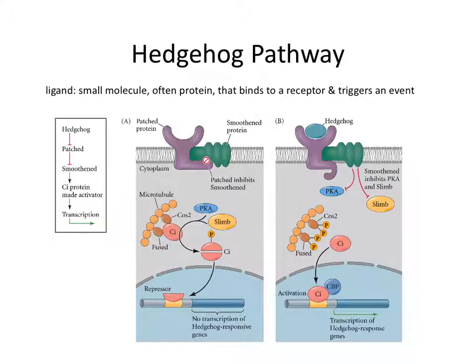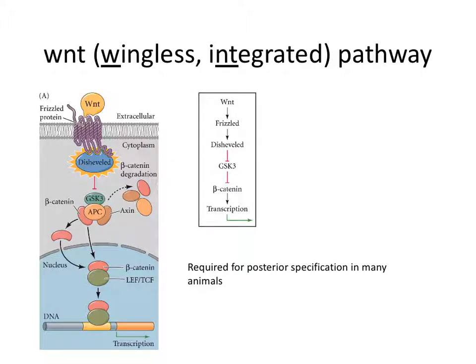Okay, so that's Hedgehog signaling. Cell receives a signal, signal causes some sort of transcription to occur. This says transcription of Hedgehog response genes. Makes sense to me. When Hedgehog is there, Hedgehog response genes turn on. And on Wednesday, find out what some of those Hedgehog response genes might be related to anterior-posterior development.